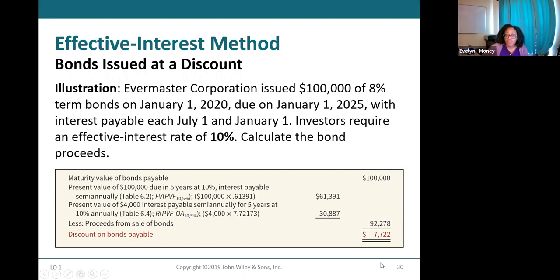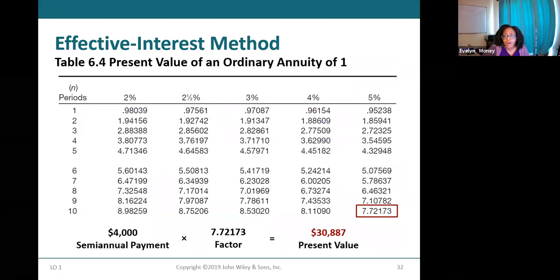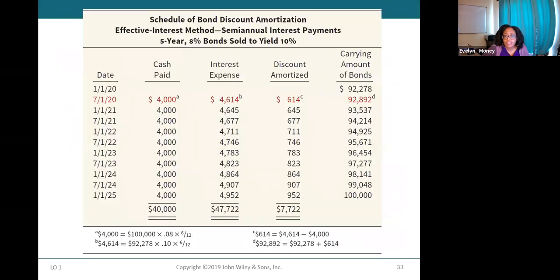The difference between those two represents, and when I say those two, I mean the proceeds from the sale of the bonds and the maturity value of the bonds. The difference is the discount on bonds payable. So all of this is in essence a review. I showed you this in the most recent video that you watched.